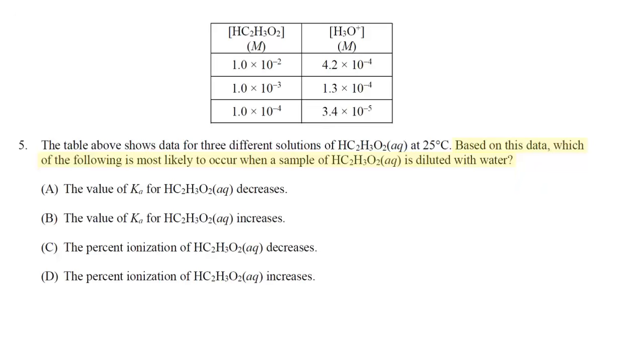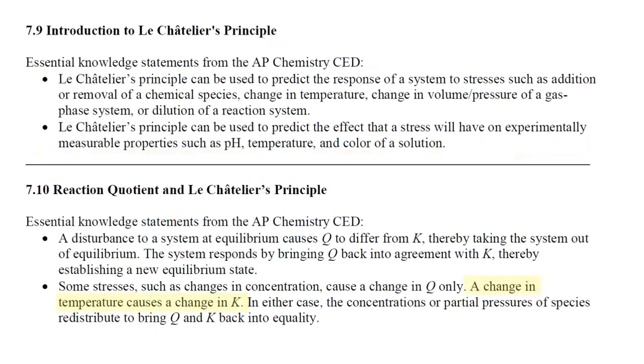So does this have an effect on the value of Ka, or does this have an effect on the percent ionization of acetic acid? So I'll start with the Ka value, which is what we see in choices A and B. Now, back in Unit 7, when you were learning about the equilibrium constant, you learned that a change in temperature causes a change in the equilibrium constant K.